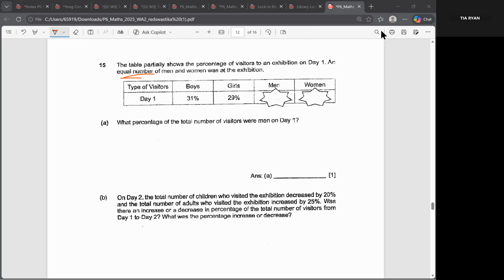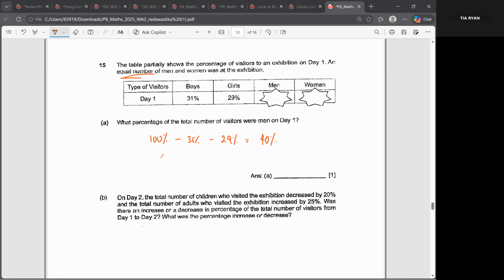Very good. So the table partially shows the percentage of visitors in the exhibition on day 1. An equal number of men and women was at the exhibition. Agree or disagree? So I'll take 100%, because the total will be 100%, minus boys, minus girls, I'll get 40%. And this is split among men and women. So 40% divided by 2 will give me 20% each. Hence, my answer for A is 20%.